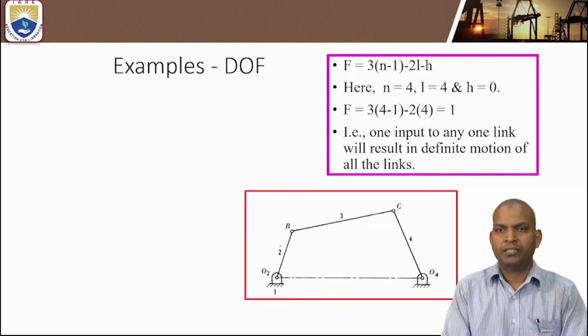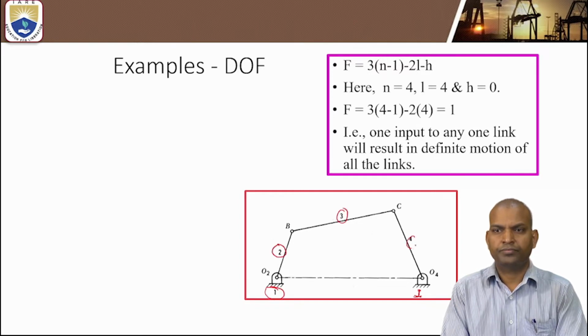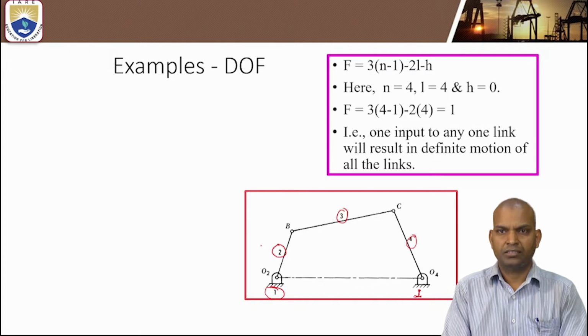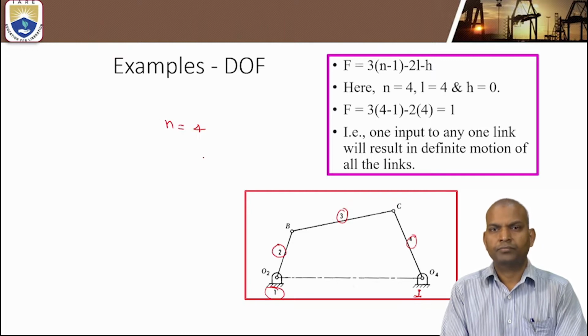This is the 4-bar mechanism. This mechanism is fixed at links O2 and O4. Those are considered as fixed links. The fixed links are always considered as the same group. That's why it is only link 1. Now there is link 2, link 3 and link 4. There are 4 links. So the number of links n equals 4.